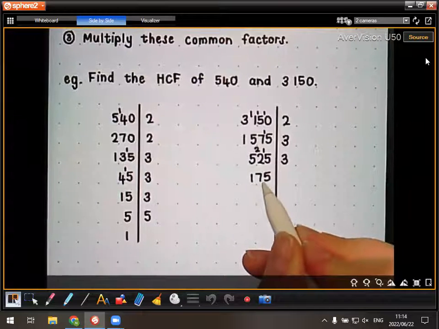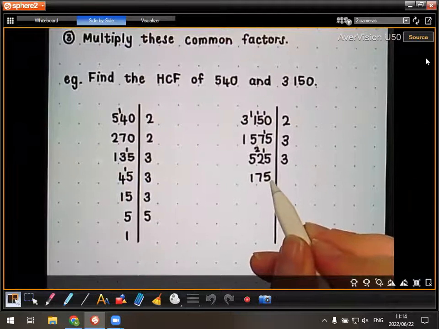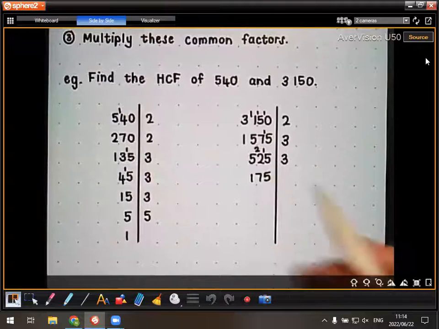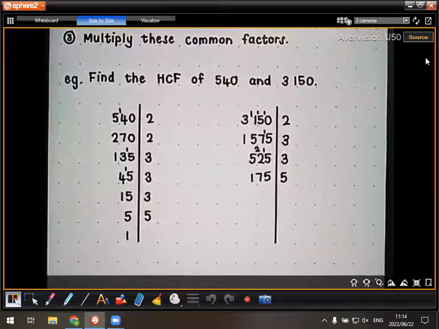What is 1 plus 7? 8. 8 plus 5 is 13. Is 13 a multiple of 3? No. So now I can't divide by 3 anymore, and also not 2, because it doesn't end on an even number. So now it's going to have to be 5, guys, which we can do because this number ends on a 5.